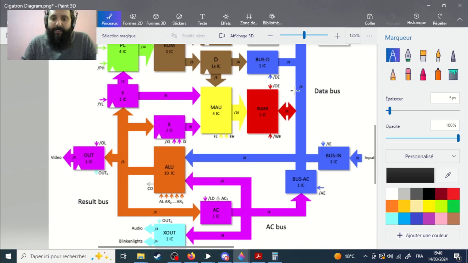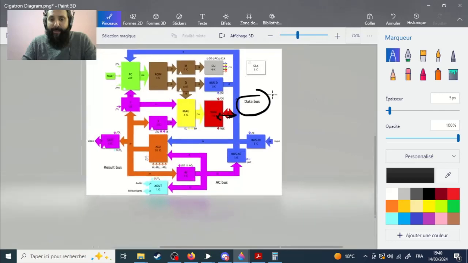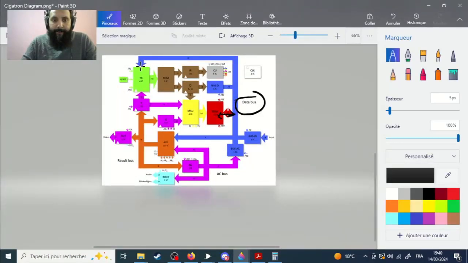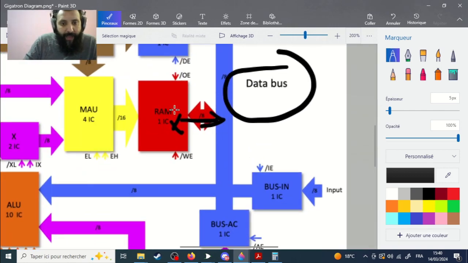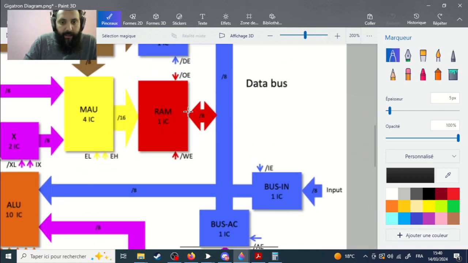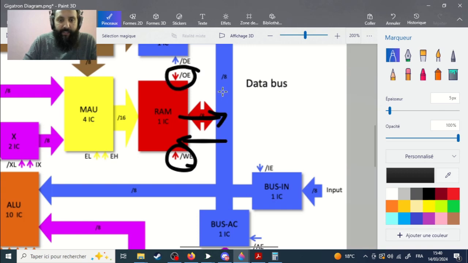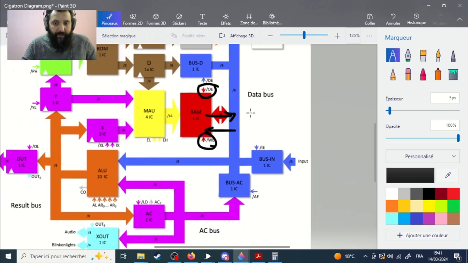Okay, that's fine. We have the RAM, of course, and the RAM is also connected to our data bus. Our data bus is of huge importance. I will explain that. On the RAM you can do what we call a read, and this way is called write. Those two operations are controlled by two control signals: this is output enable, and this is write enable. Output for the read, and write for the write of data, from the bus, of course.